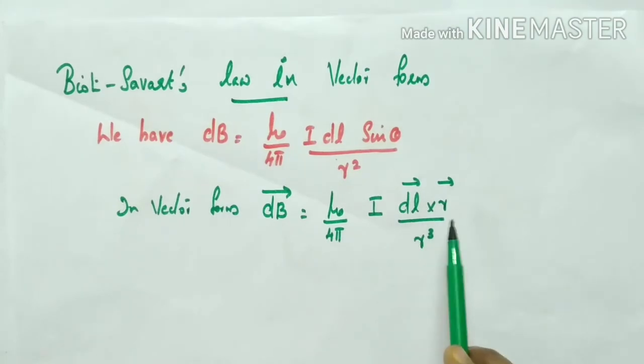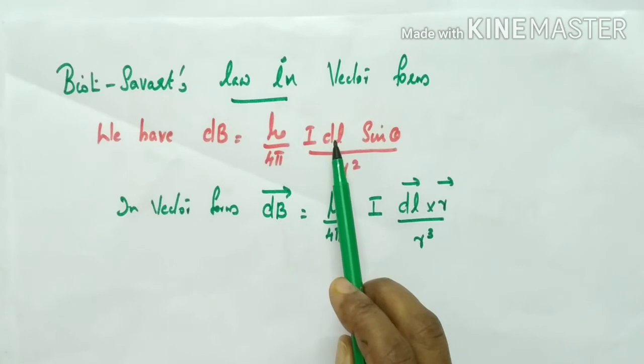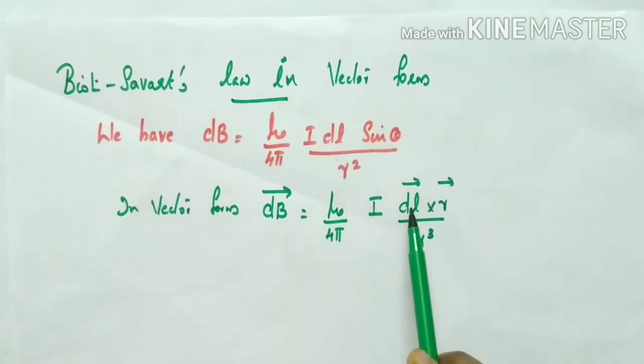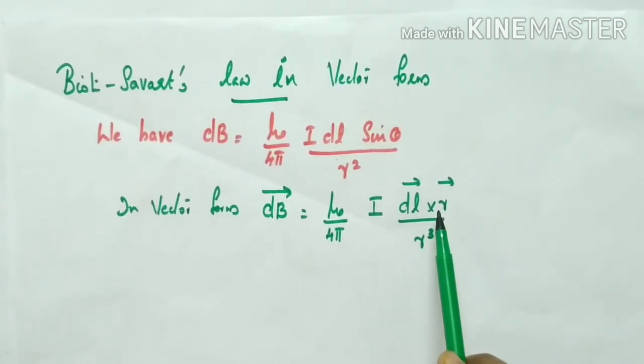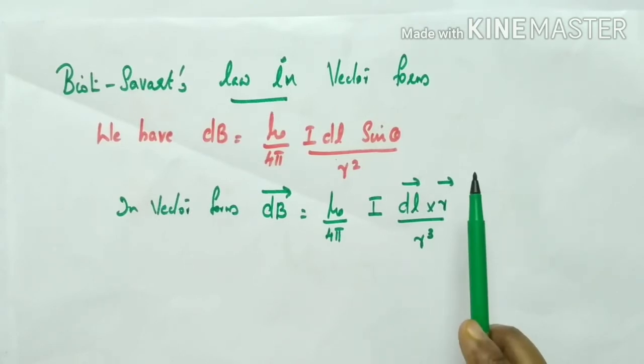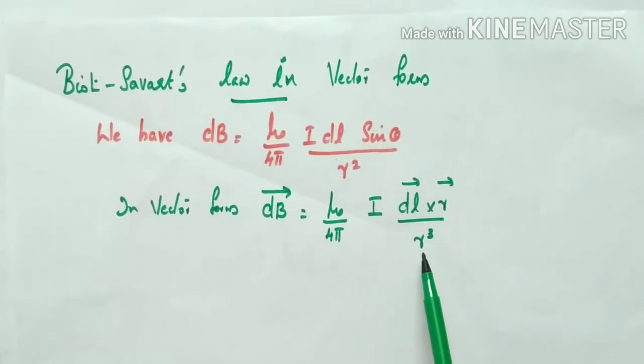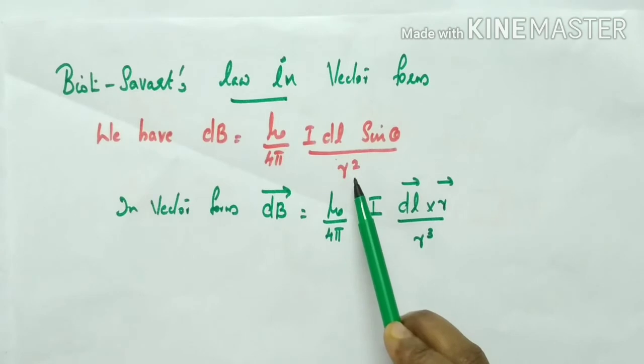Therefore, it can be written as the cross product of two vectors. What are the two vectors here? dl is a vector, r is a vector. So we can write dl cross r divided by r cube. Why does r cube come here? Because dl cross r is dl into r into sin theta. One r is there, no? If you put r cube here, r gets cancelled and you will get the original value as r square.